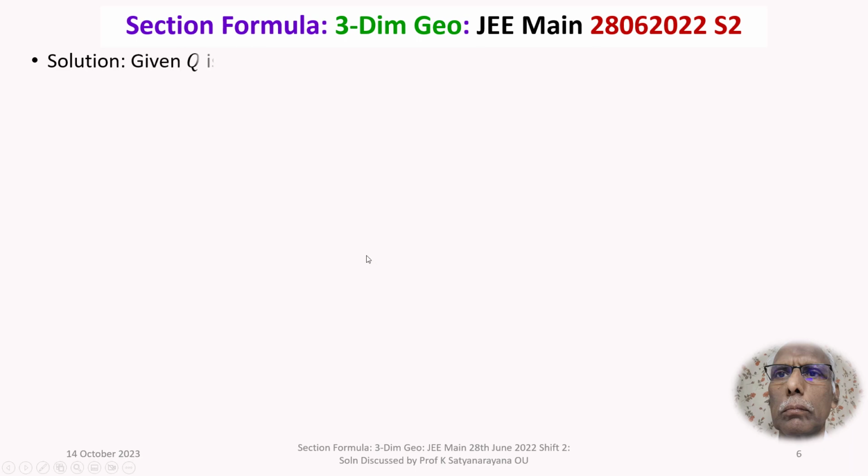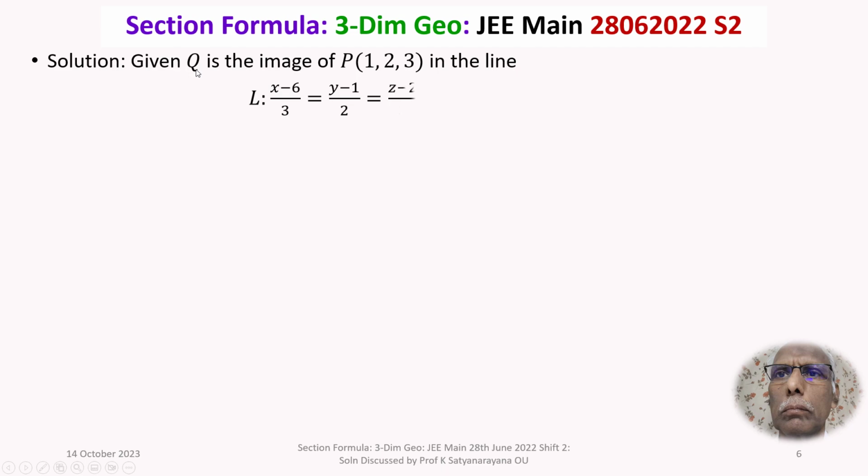We now discuss the solution of the problem in detail. We are given that Q is the image of the point P with coordinates 1, 2, 3 in this line L, (x minus 6)/3 equals (y minus 1)/2 equals (z minus 2)/3. So this is the line L, and P with coordinates 1, 2, 3, its image in this line is Q.